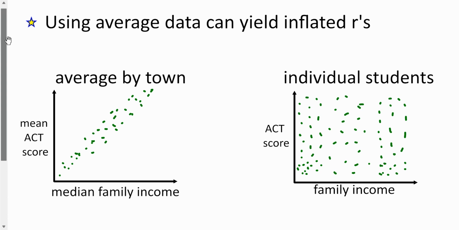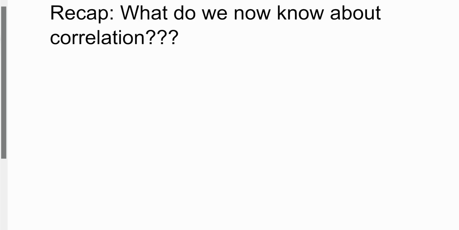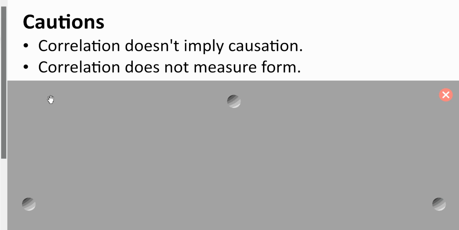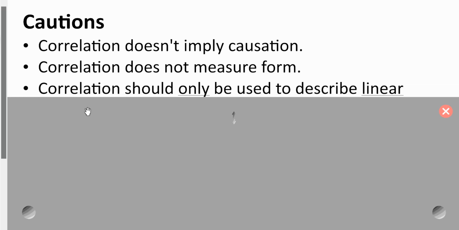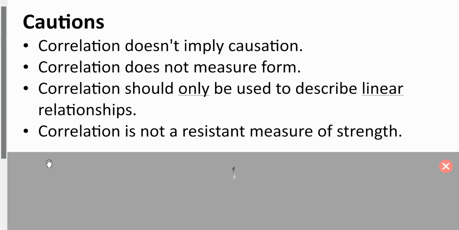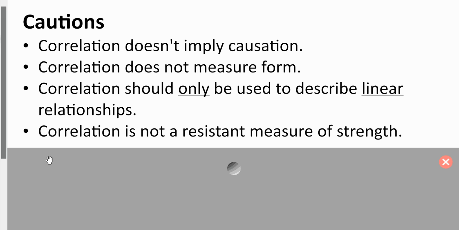So I have all these different notes about correlation. So let's recap them. What do we know about correlation so far? If you don't have these written down, you might want to add them. Correlation doesn't imply causation. We've talked about that a few times now. Correlation does not measure form. It measures how tight something is, essentially, how related something is. Correlation should only be used to describe linear relationships. It doesn't work with nonlinear, so we're going to talk about ways to get around that. Correlation is not a resistant measure of strength. It is affected by outliers.